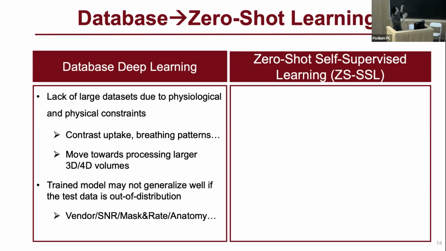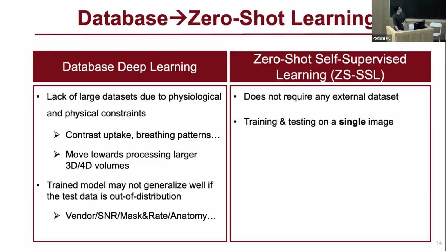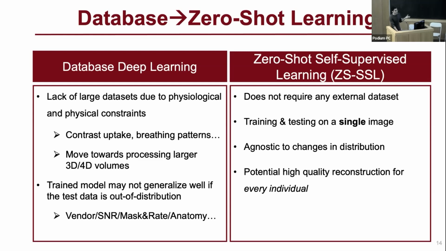We can now go from a database to a single slice, a single patient. This approach is zero-shot self-supervised learning. We do not require any external data set. We perform training and testing using only the single slice or single image you have. Therefore, we are agnostic to any change in the distribution. And this has the potential for high quality reconstruction for every individual.